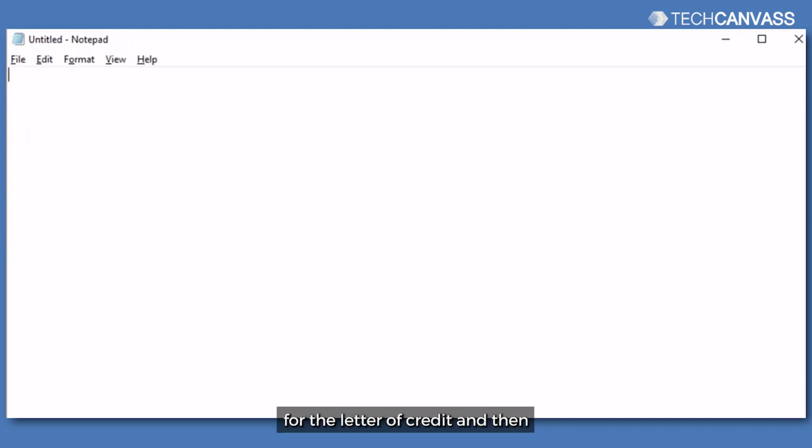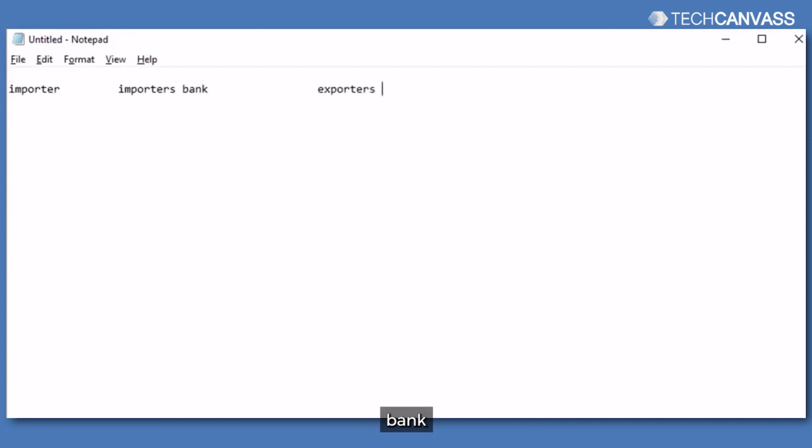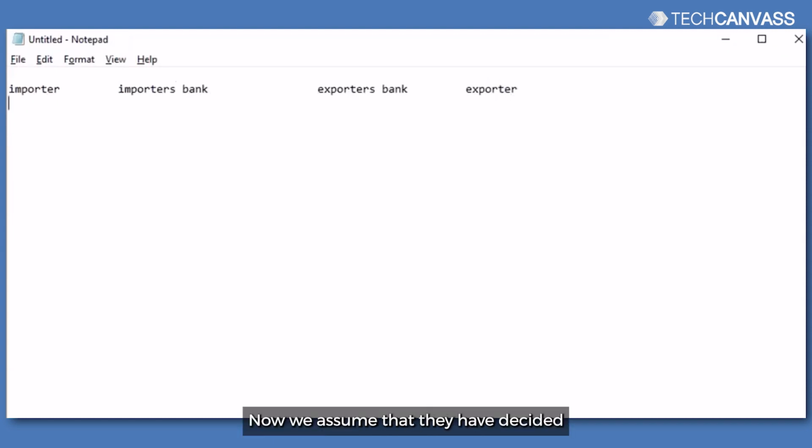If they decide to go for the letter of credit, then the importer will go to the importing bank and ask the importing bank to issue the letter of credit. Here, the importer will be there, and the importer's bank will be there, and the exporter's bank and the exporter will be there. Now we assume that they have decided to go for the letter of credit.